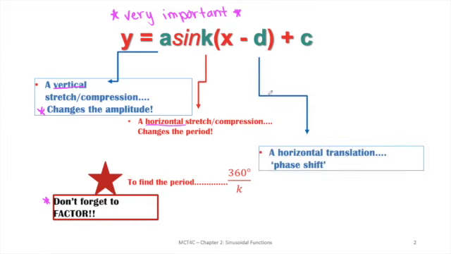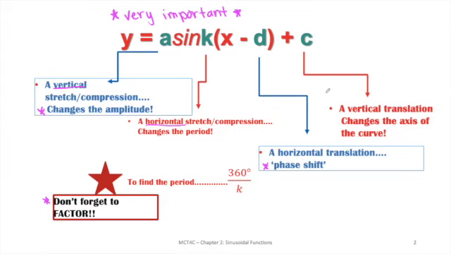We looked at D yesterday. It's our horizontal translation. You can also hear it called your phase shift, okay? And then for C, you have a vertical translation, which changes the axis of the curve, okay? That's going to move your graph up or down, so it's going to change our axis of our curve. So that's really important. So we're now putting together our transformations as well as what it's doing with our amplitude, our period, our phase shift, and our axis of our curve. Okay, so pause this, make sure you have this written out. It is important.